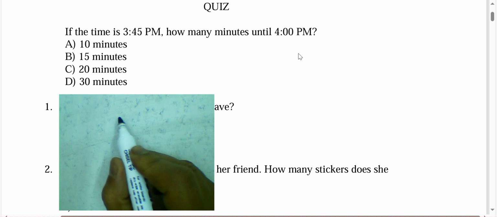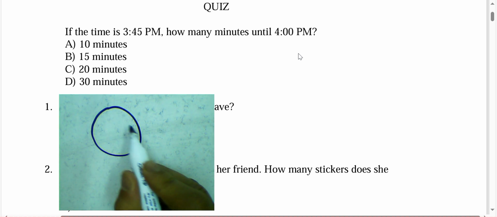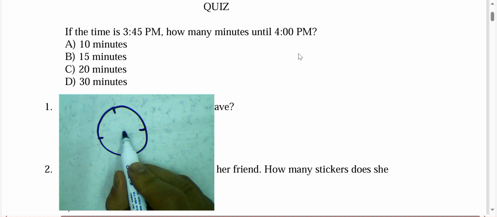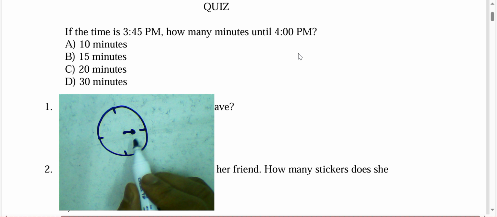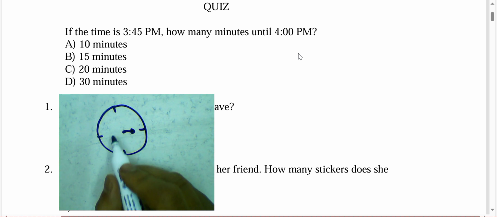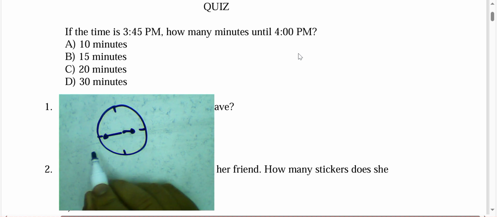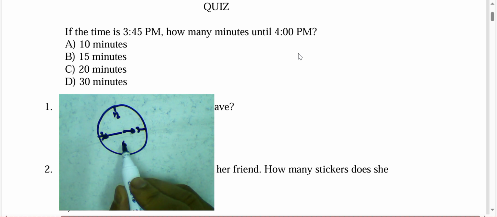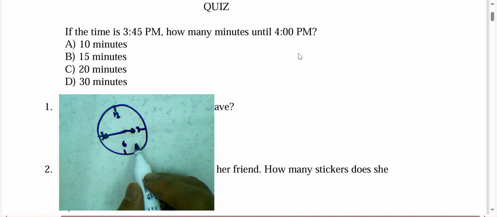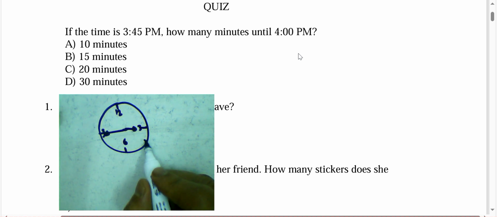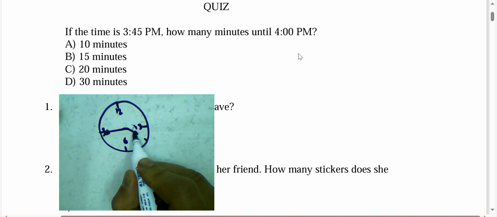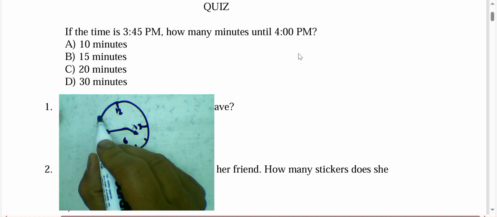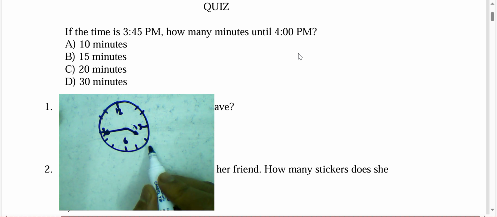Or you can find the difference between them. Look at the first clock. It tells us the time was 3 and 45, 3 o'clock and 45 minutes. Like this, we have 12 and 3, 6 and 9. It's 3 o'clock and 45 minutes. Going to 4, okay? 4, 5, 6, 7, 8, 9, 10, 11, 12, 1, 2, 3.